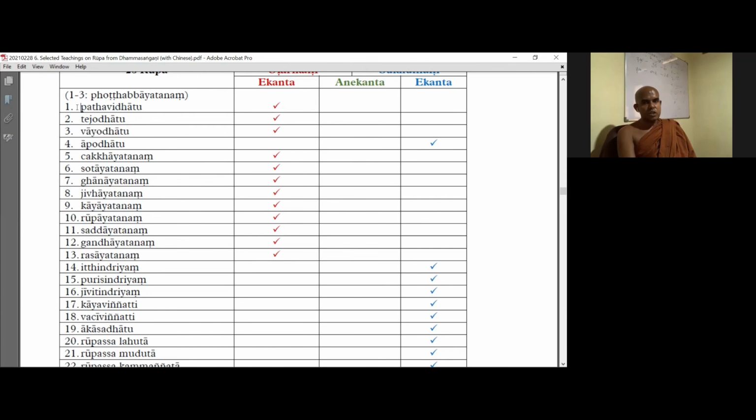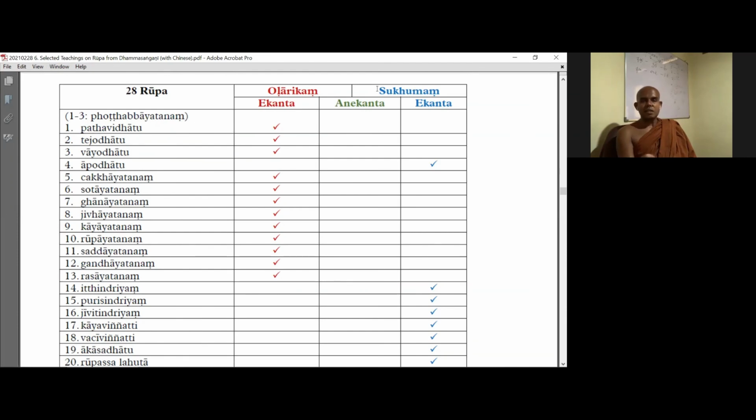How about the 16 rupa? Those are the 16 sukhuma rupa, and they become dhammayatana. This is the base of the dhamma. Now under the dhammayatana, there are 3 paramattha: vedana aggregate, sanna aggregate, sankhara aggregate, and sukhuma rupa.